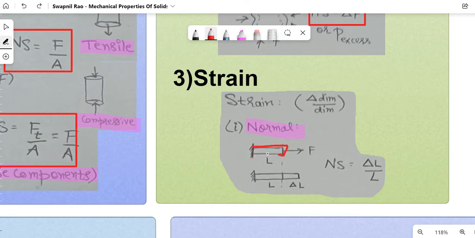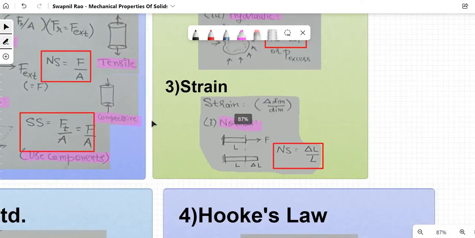So there would be this rod, and then you're applying a force. After the application of force, the rod will stretch by a length, and let's call it delta L. So as I've written here, change in dimension by original dimension. The change in dimension was delta L, and the original dimension was the length L itself. So that's why normal strain would be given by delta L by L. So that is going to be normal strain.